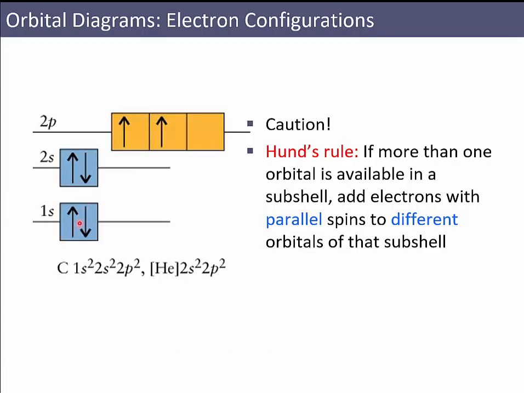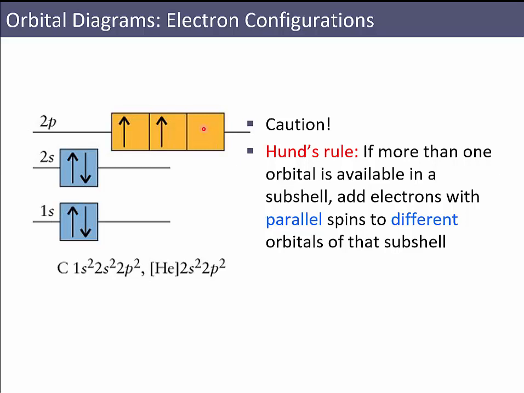So here we've got carbon, which is going to have a total of 6 electrons. So we'll put 1, 2, 3, 4, and then we'll do spin up, right? Our next one would go spin up over here. Okay? So caution: if more than 1 orbital is available in a subshell, add electrons with parallel spins to different orbitals in that subshell. So no roommates, and they all go the same direction.